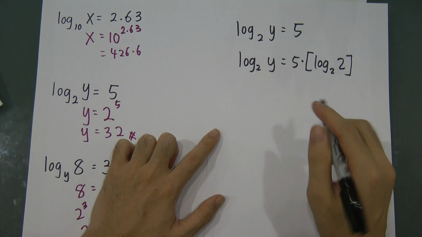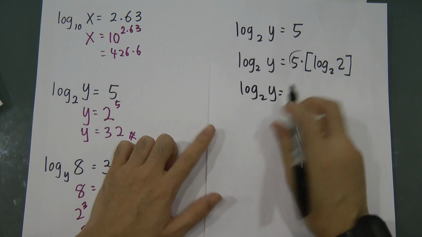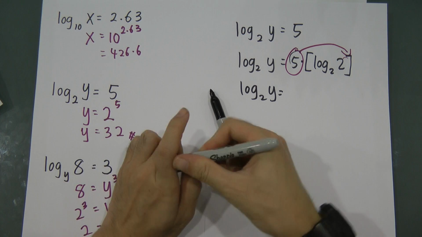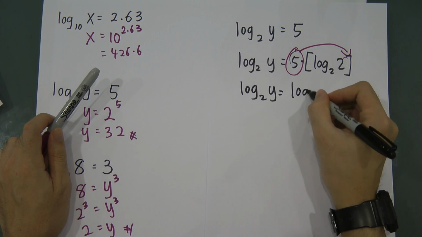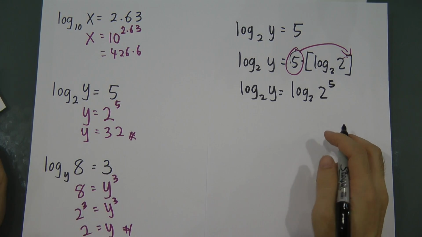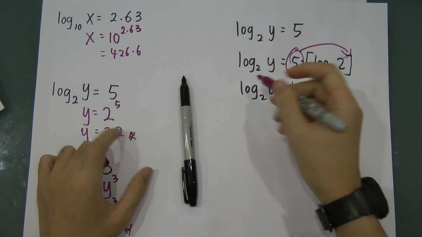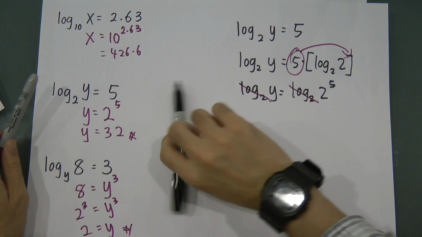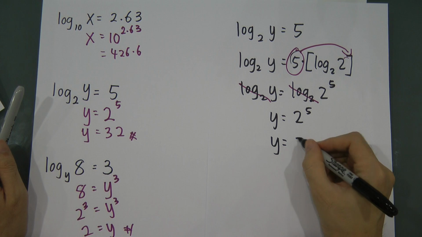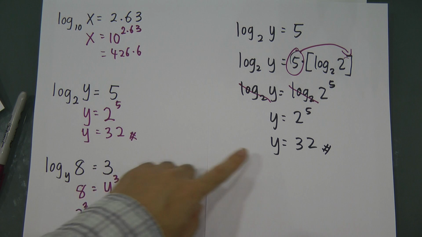Alright, so we learned the law just now. We know that the number in front we can move up, to become the power of 2. Correct or not? So this one I will call log base 2 power of 5. Okay, this is what we learned just now. And then both sides we only have log 2 and log 2. We can simplify it. So therefore y will equal 2 power of 5. So therefore y will equal 32. You can see both are getting the same answer.